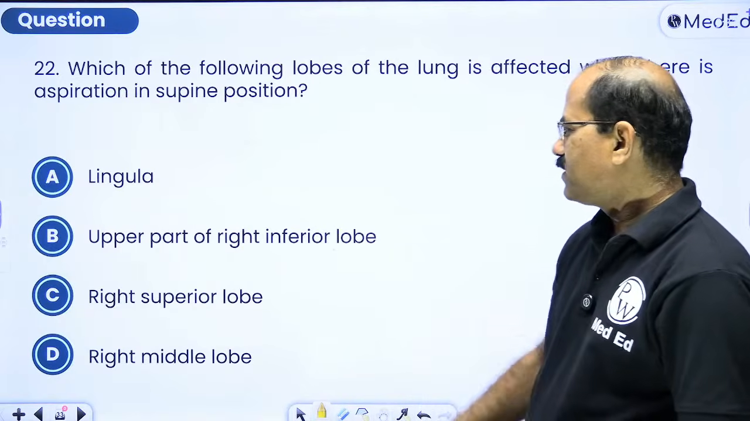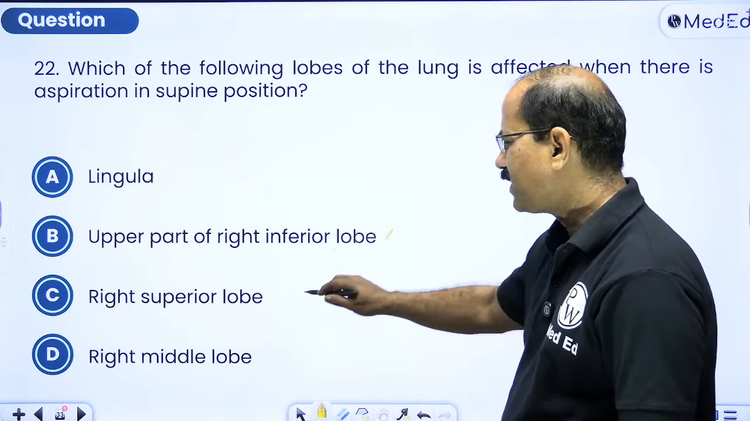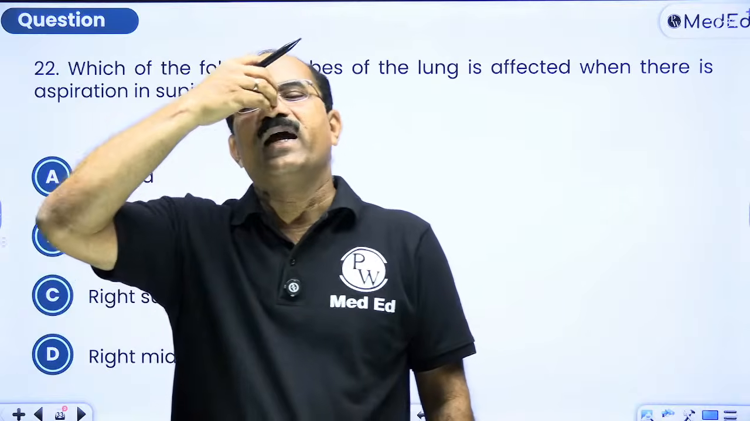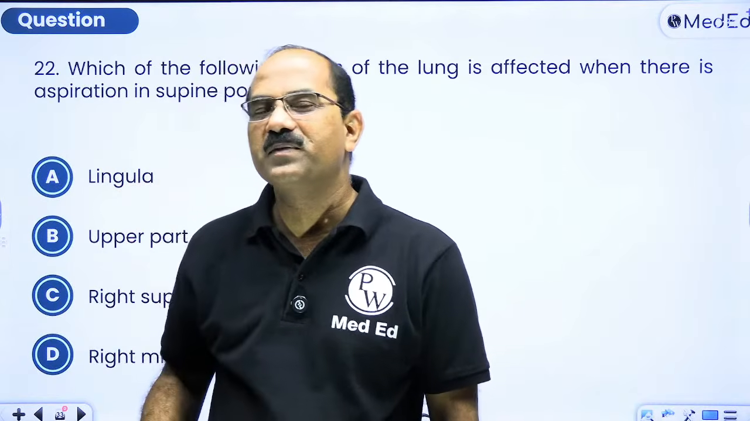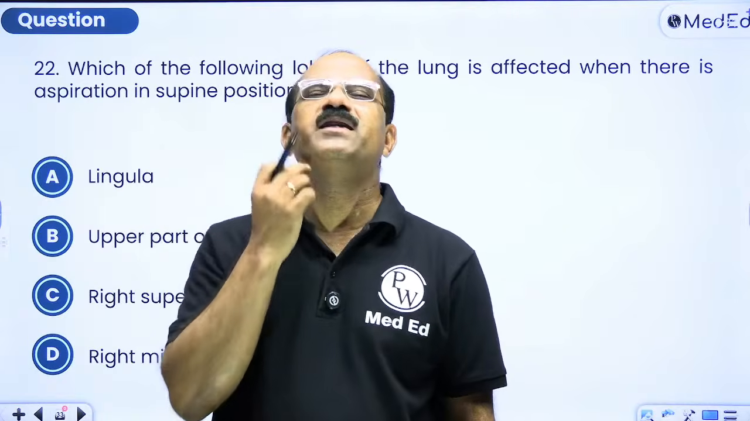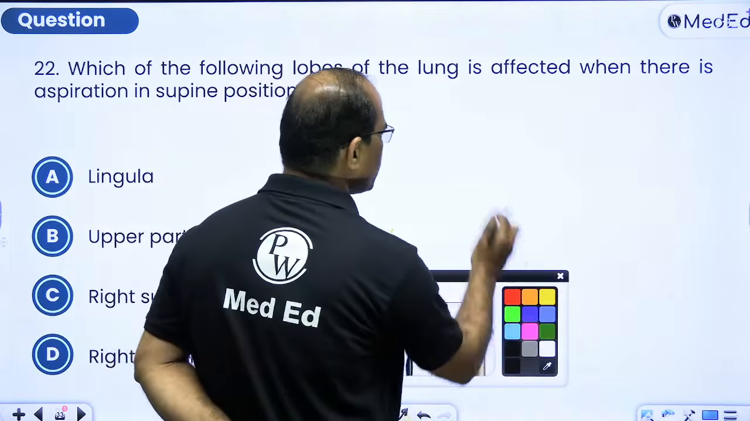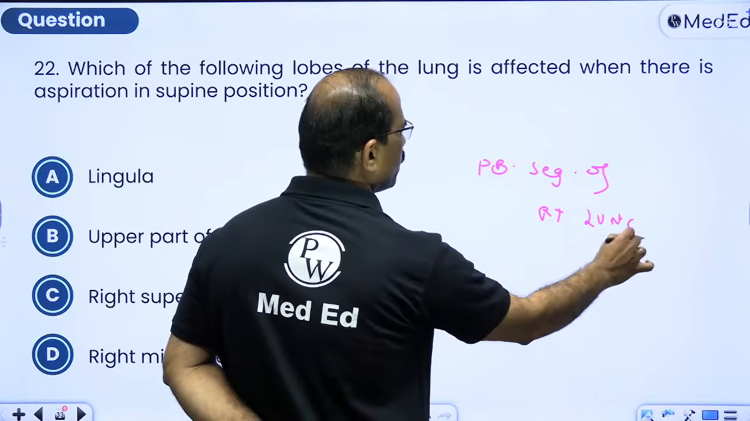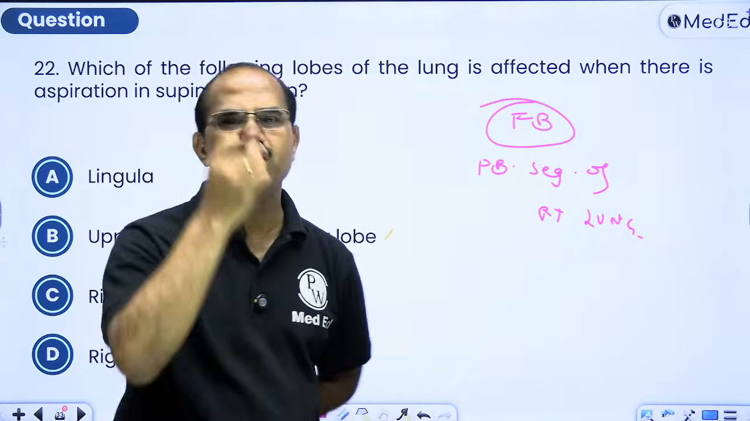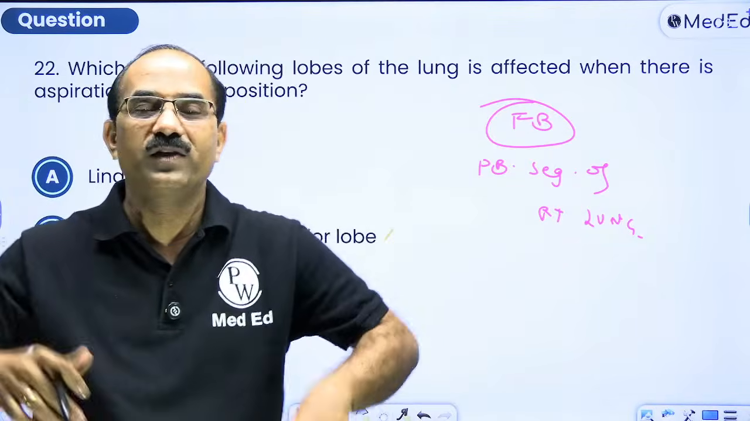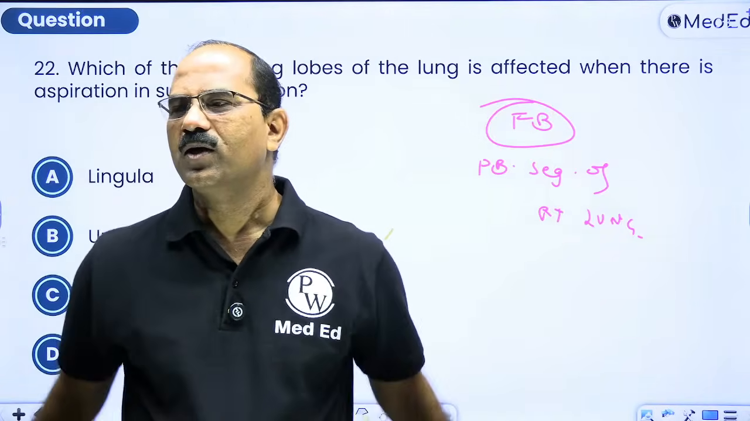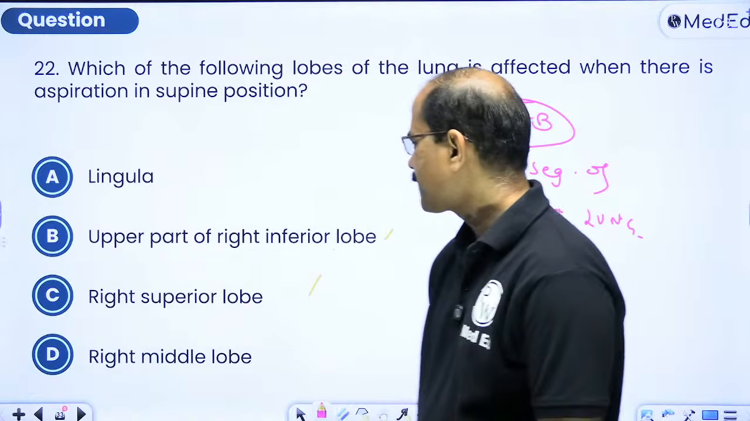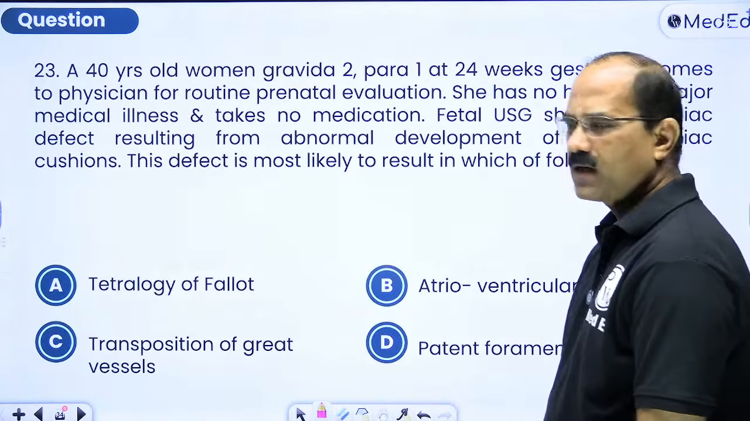Okay. So upper part of the right inferior lobe or right superior lobe, anything you answer is fine. Tell me, when a foreign body enters the nose, into which segment of the lung does it enter? It enters the posterior basal segment of the right lung. Remember, a foreign body entering through the nose goes to the posterior basal segment of the right lung. Remember this. That's great.